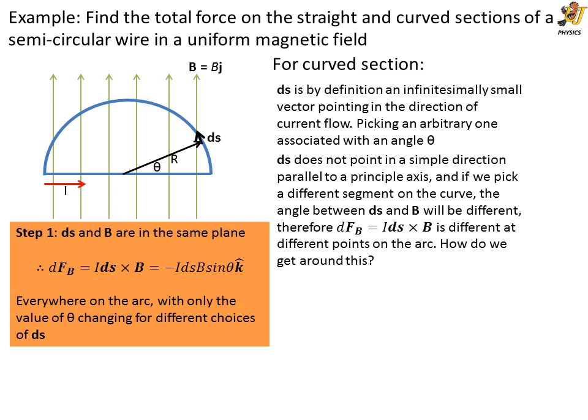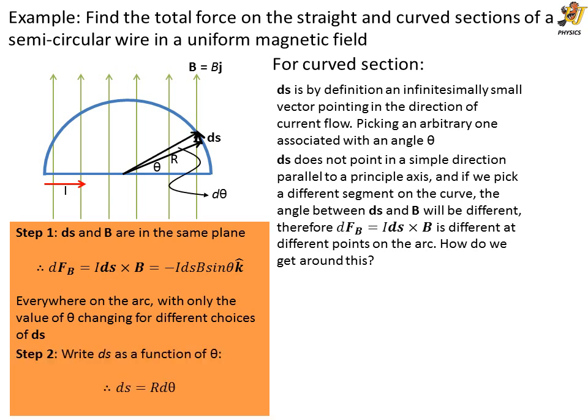The first simplification we make is to write the cross product between an arbitrary element ds on the curved section and the magnetic field vector as just the current times ds times the magnitude of the magnetic field times the sine of the angle between the two, and from the right-hand rule we know this cross product will point into the page. No matter where we choose ds on the arc, the cross product between ds and the magnetic field will always give us some vector pointing into the page. However, the magnitude of this vector now depends on the angle theta.